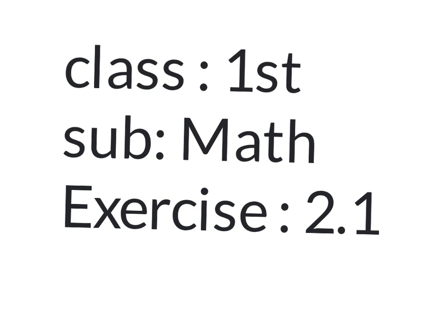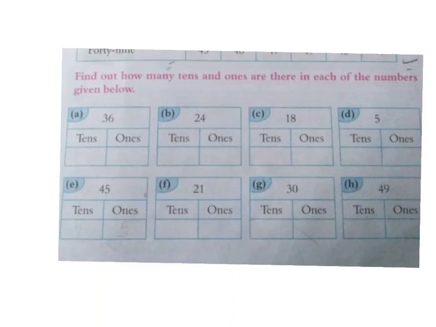Today we are going to learn exercise 2.1. As we have already discussed question number 1 from exercise 2.1 in our previous lecture, today we are going to learn question number 2. The question tells us, find out how many tens and ones are there in each of the numbers given below.